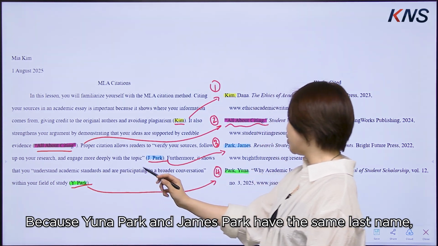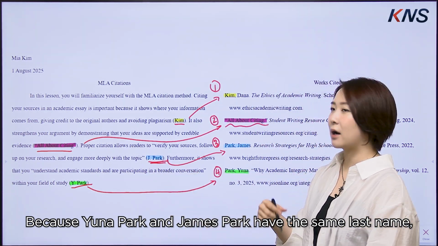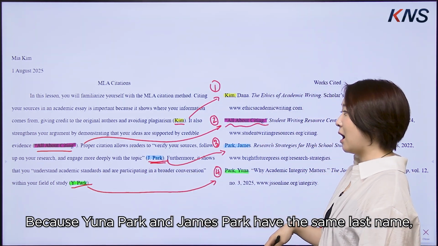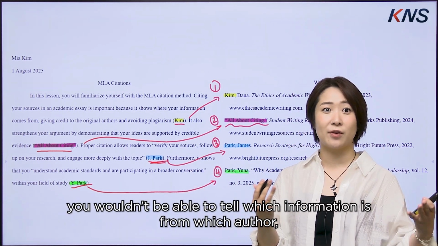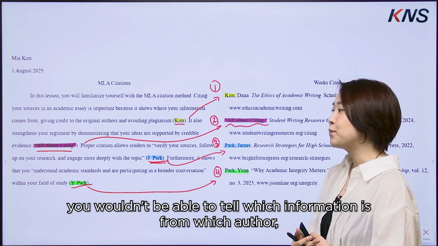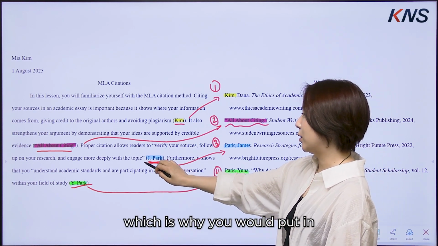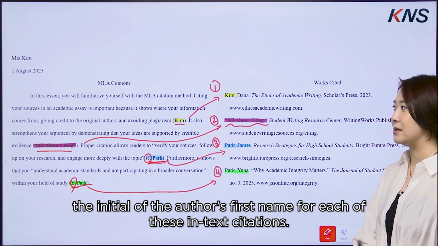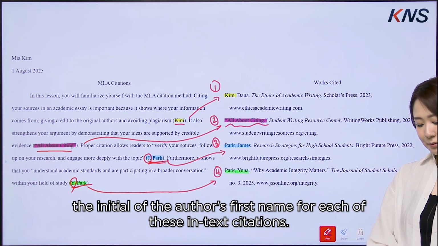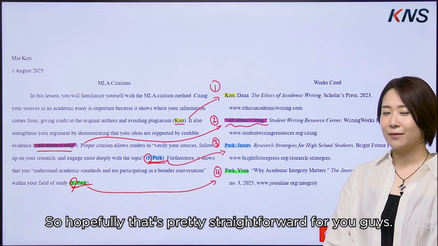Because Una Park and James Park have the same last name, if you just wrote Park and Park, you wouldn't be able to tell which information is from which author, which is why you would put in the initial of the author's first name for each of these in-text citations. So hopefully that's pretty straightforward for you guys.